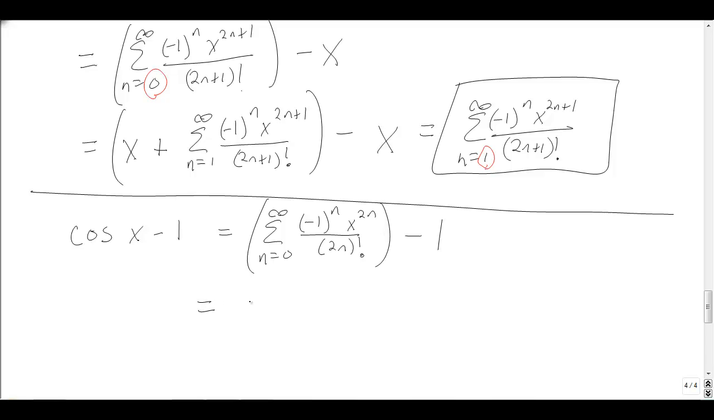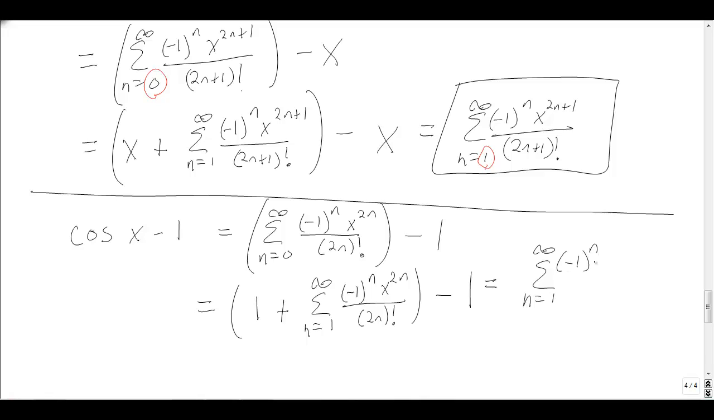And so what I'm going to do here is pull off the n equals 0 term. I get negative 1 to the 0 is 1, 0 factorial is 1, x to the 0 is 1. So I'm going to get 1 plus the sum n equals now 1 to infinity, and I get the same thing inside: negative 1 to the n, x to the 2n over 2n factorial. Minus 1. Well, then the 1 and the minus 1 cancel. And what I get is the sum n equals 1 to infinity, negative 1 to the n, x to the 2n over 2n factorial. So that's cosine x minus 1.